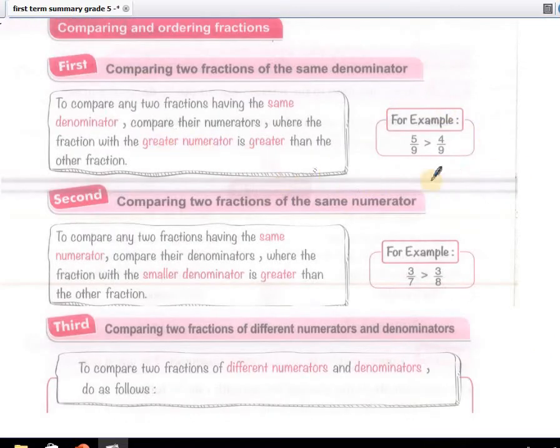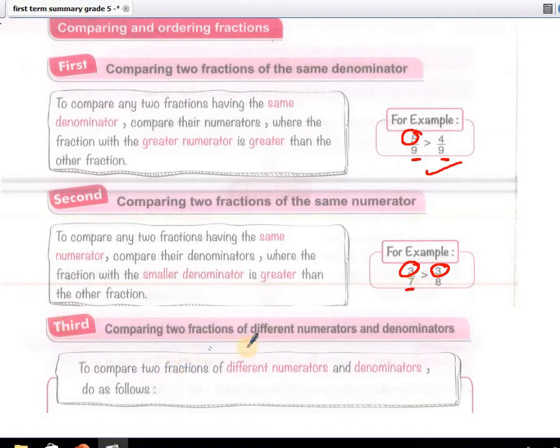Let's see what we have else. How do I compare between fractions? Okay, I have three rules. First of all, comparing two fractions of the same denominator. They have the same denominator, so it's a normal fraction. So the number here, 5 is bigger than 4, so it will be to the left here. Okay, and if I have a fraction with the same numerator, what should I do? I have to go to the smallest. So here the denominator here is 8 and the denominator here is 7, so I have to go to 7.